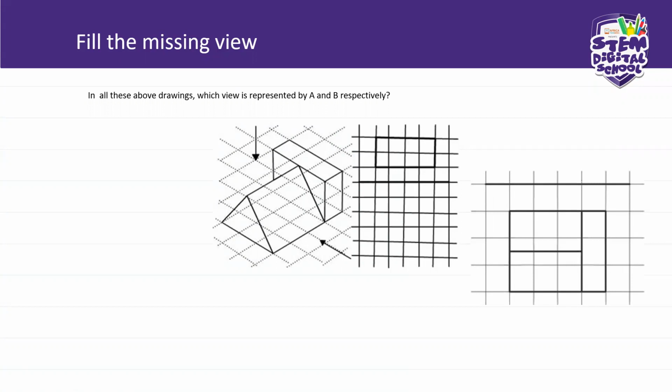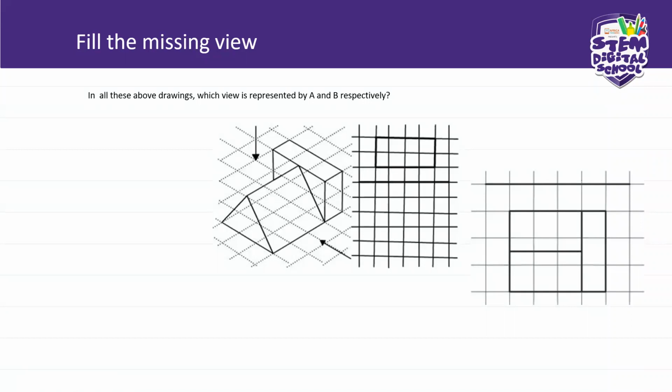Find the missing view. Which view is this one? Is it the top view or the front view? Which view is this one? It is the front. Good. So the answer is the top view. So what is drawn here is the front view.